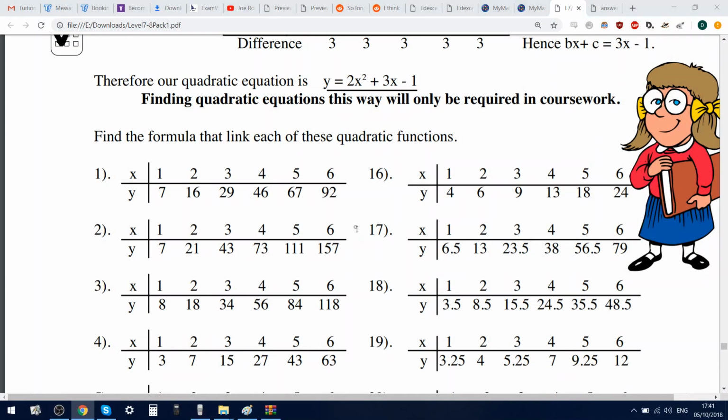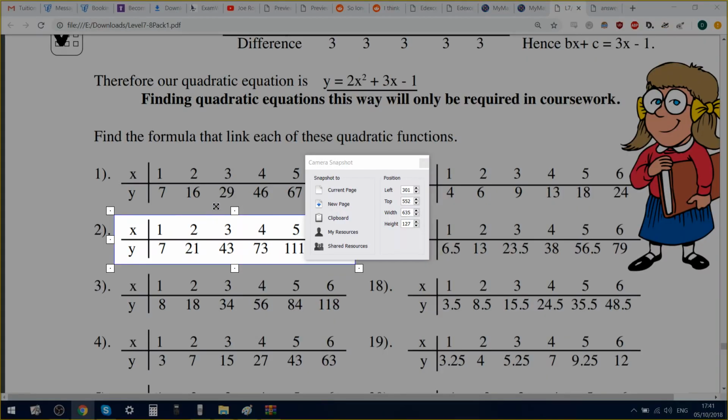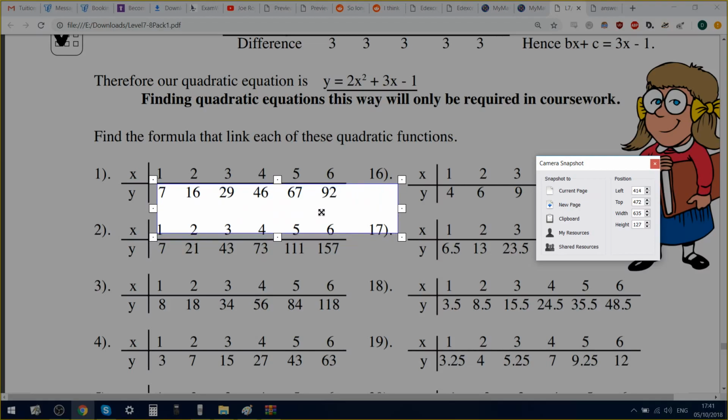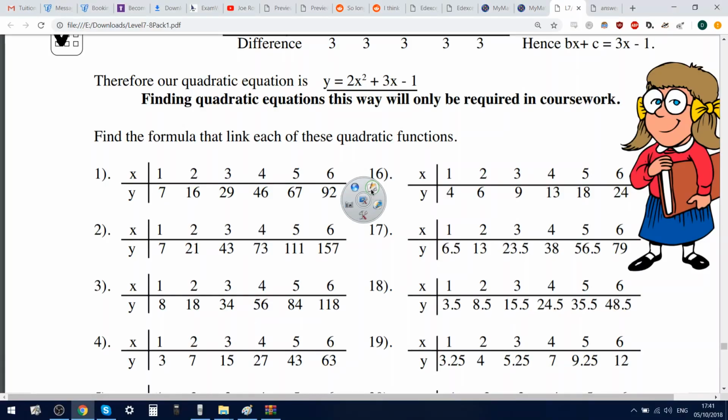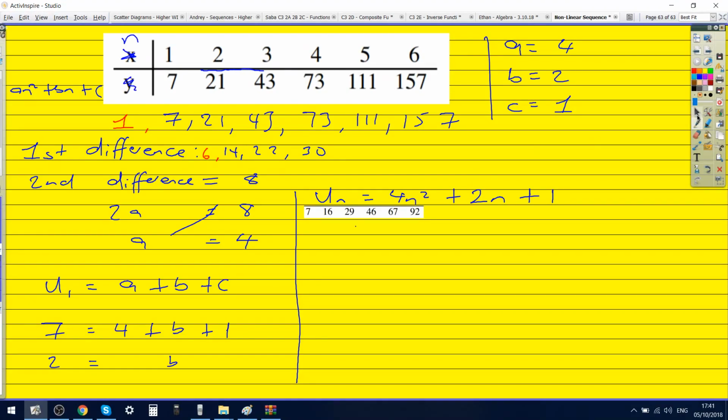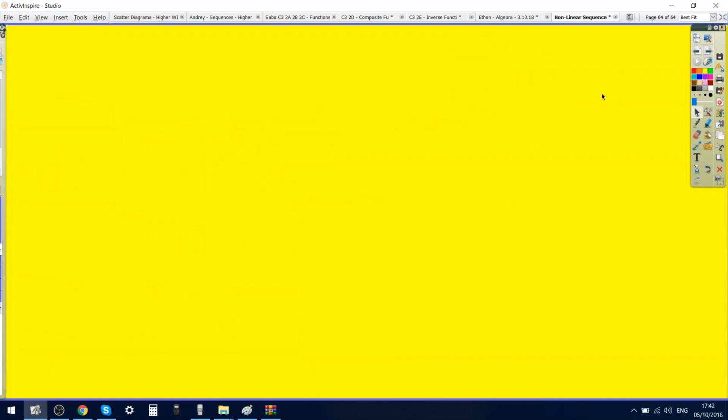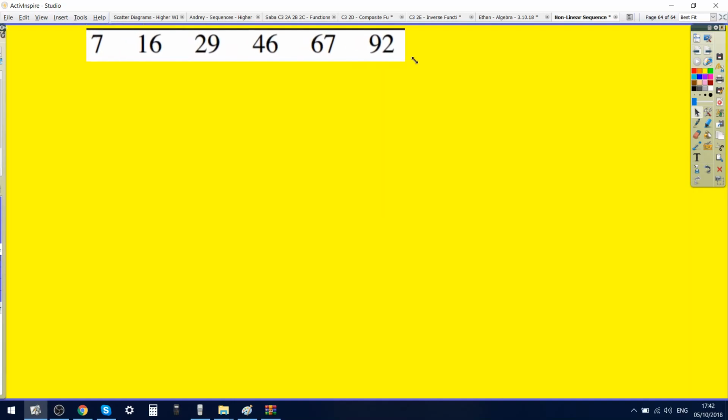So let's try question 1, except this time I'll just give you the sequence of numbers itself. So it's the exact same idea. Okay, find the nth term for this quadratic sequence.